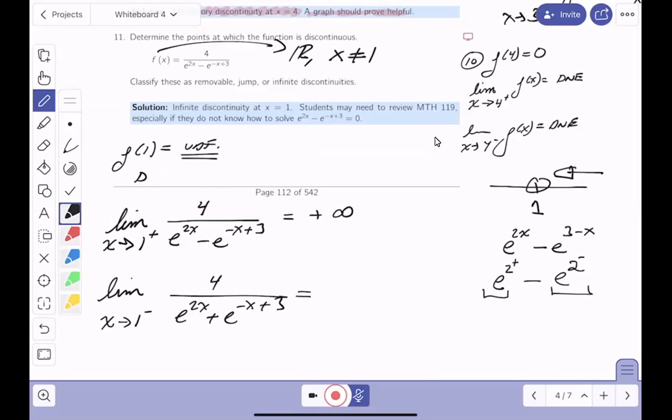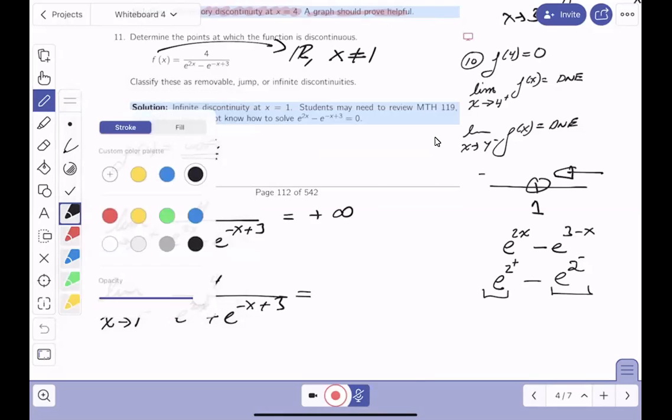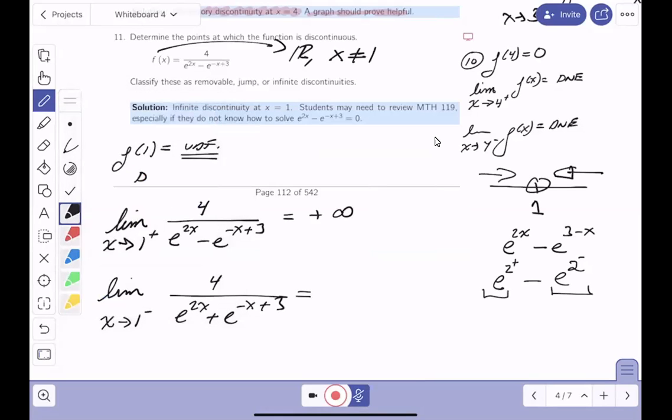Let's do left side. This is left. I'm just looking at the bottom. Let me cross this out. I'm done thinking. So from the left of 1, this will be e to a number that's 2 smaller than it. Now, why do I say that? If you're to the left of 1, like 0.9, 0.99, well, 2 times that is always going to be smaller than 2. Let's do the next one.